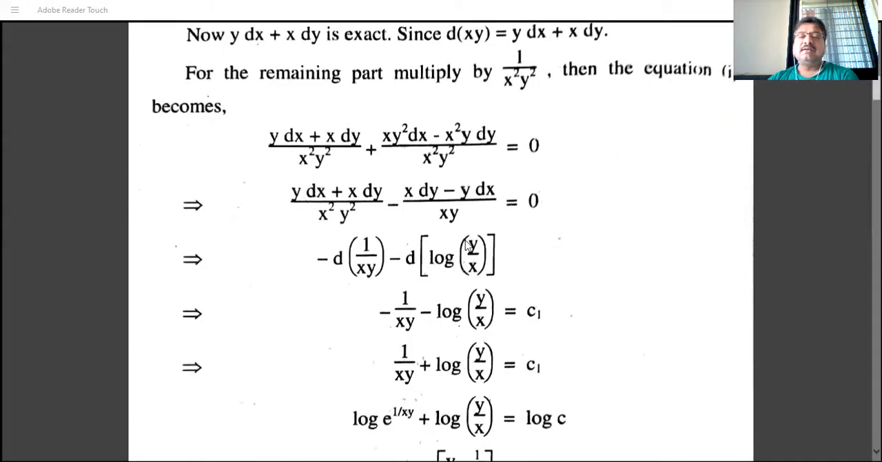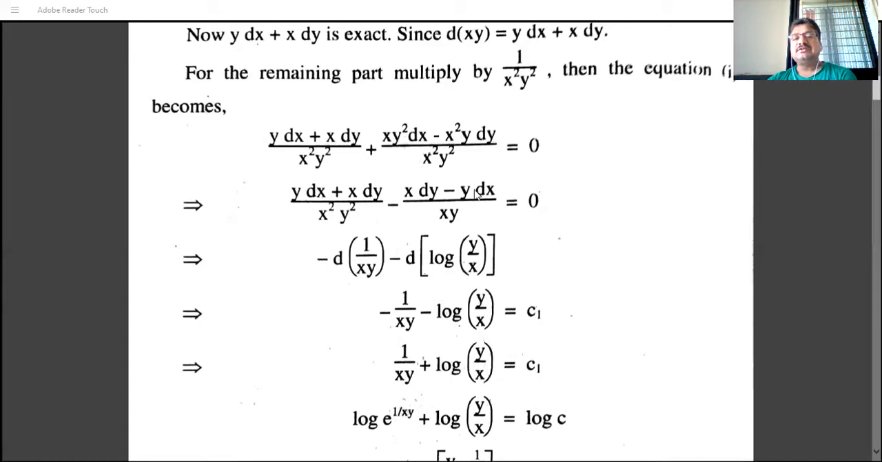And if you observe this term, x y square dx minus x square y dy, after dividing by x square y square, we take x y as common from these two terms and cancel x y from numerator and denominator. So we have x dy, but it is a negative term, and we have y dx minus x dy, so take the negative sign common.